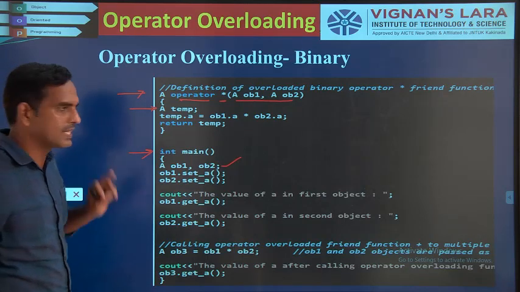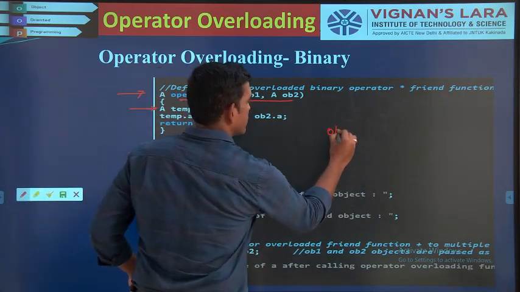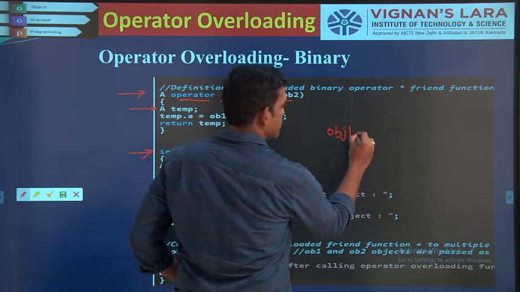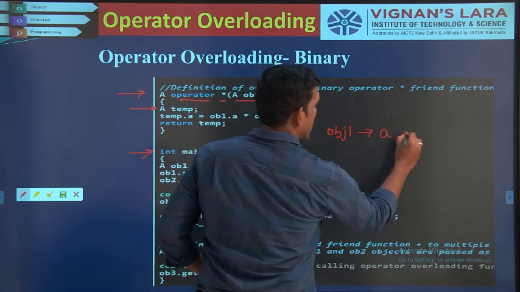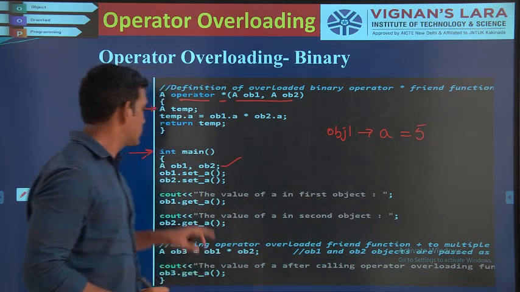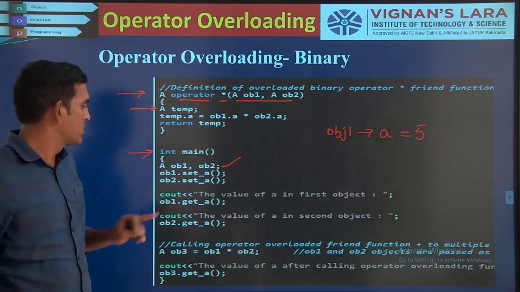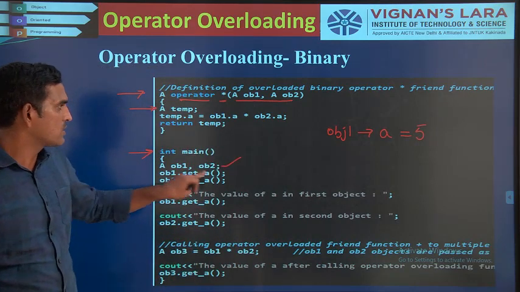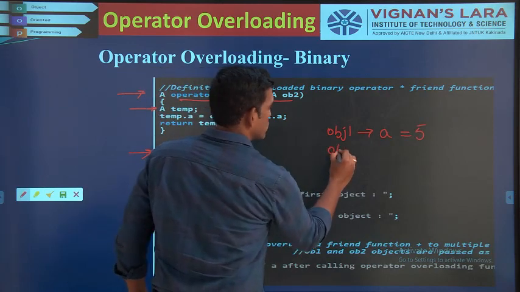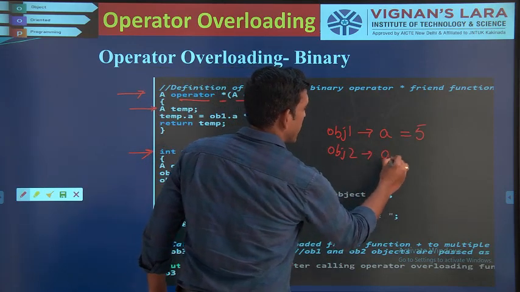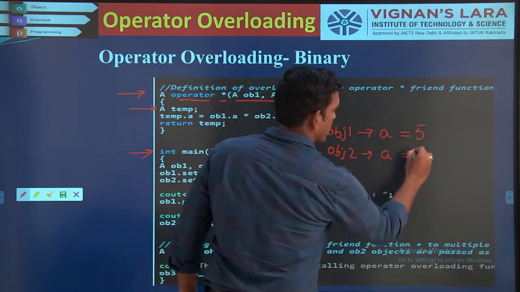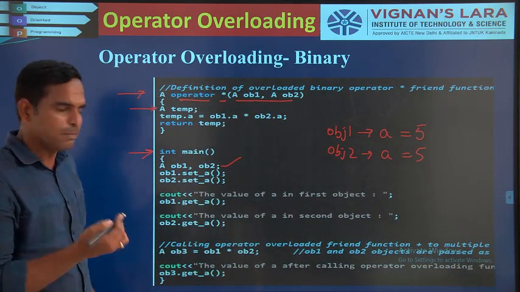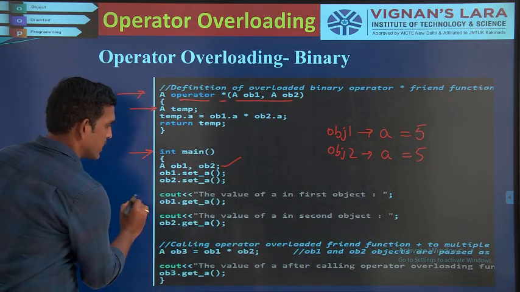Object 1 dot set a. At that time, what will happen? We will have object 1 and it will have one a, and since I am setting the value, a will become 5. Now I am taking object 2 dot set. I am taking another object, object 2, and it will have its own a. Since I am calling set, the value will become 5.